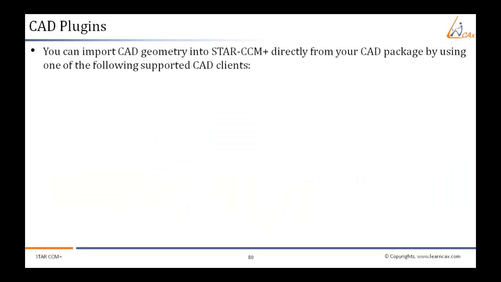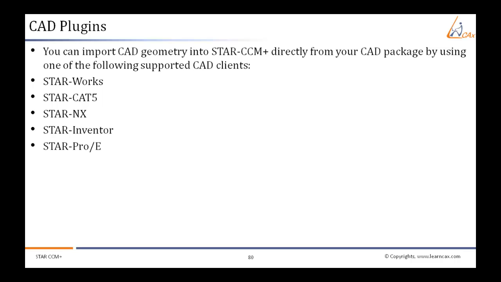As said before, for most of the CFD analysis projects, we import the CAD model from third-party CAD software. For this, there are some inbuilt plugins in CCM Plus known as CAD clients. We can import CAD geometry into CCM Plus directly from a CAD package by using any of the following supported CAD clients: StarWorks, StarCAD 5, Star NX, Star Inventor, Star Pro E, Star Creo, and Star Space Claim.